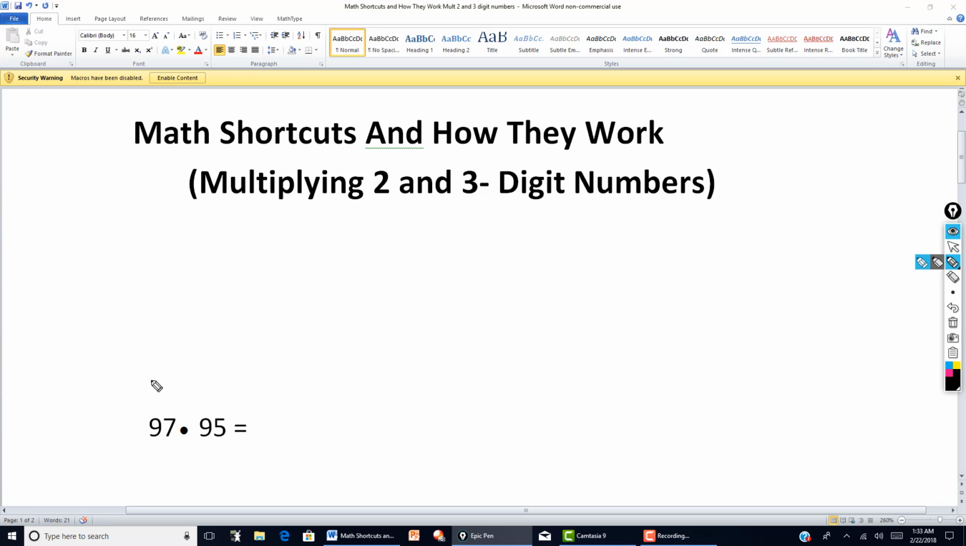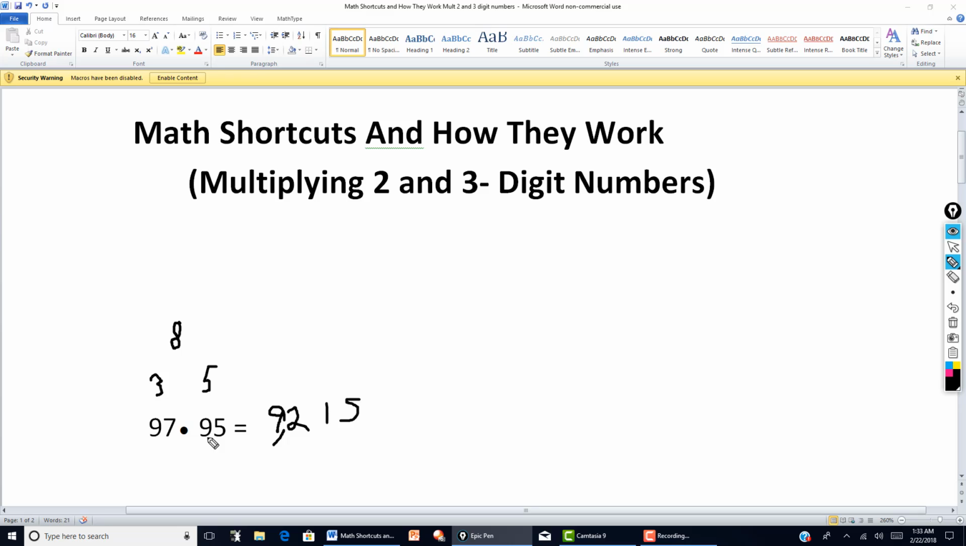So the rule is, how far is 97 from 100? Just subtract it from 100, we get 3. 95, again, subtract it from 100, it's 5 units away from 100. And then you simply add these two numbers. We get 8. And then you subtract the 8 from 100. We get 92. And then multiply the 2 digits out. 3 times 5 is 15. So the answer comes out to 9,215.